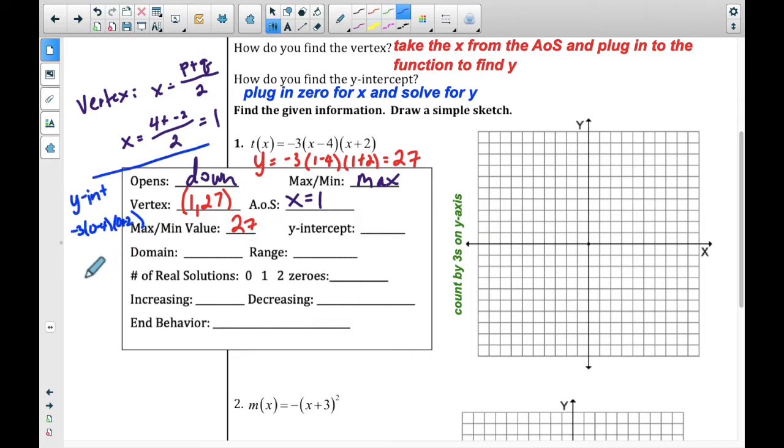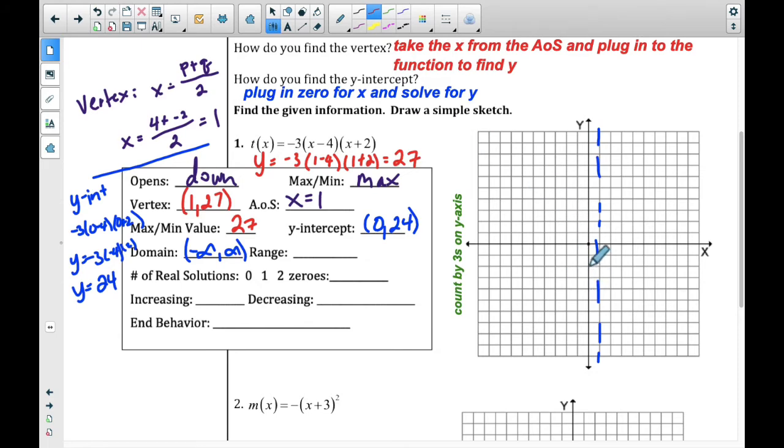Remember, for our y-intercept, we plug in 0 for the x's this time. And so we're going to get y equals negative 3 times negative 4 times positive 2. And so our y-intercept is (0, 24). Again, a pretty high number, which is why we're counting by 3s. Okay, our domain is always negative infinity to positive infinity. Our range, before we do range, let's go ahead and graph what we have. So we have an axis at 1.